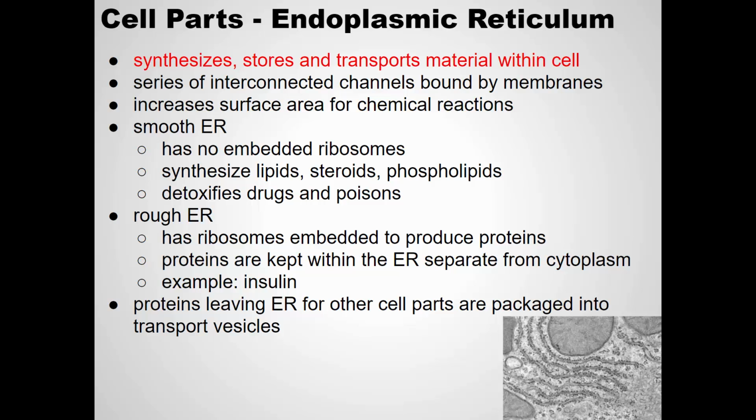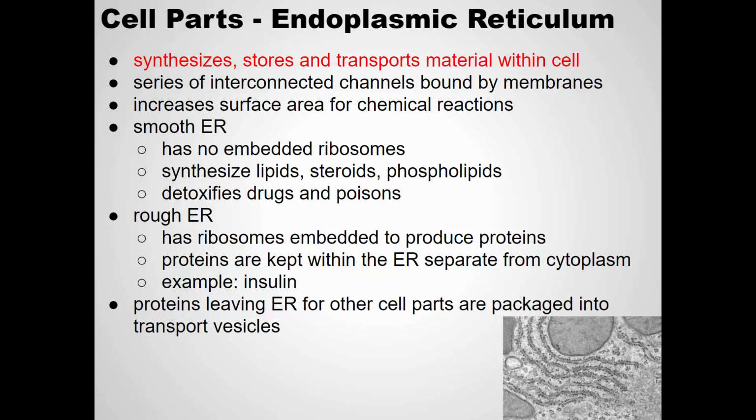The rough ER is where the ribosomes are attached. It's called rough because it looks rough with all these ribosomes embedded in its surface. And so the rough ER's job is to produce the proteins along with the ribosomes. And oftentimes these proteins produced there might be getting shipped out of the cell. We'll talk about how that happens in a minute.